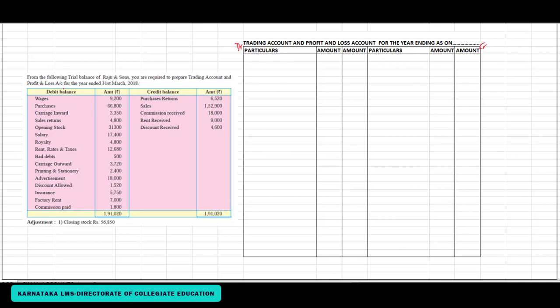Firstly, before preparing the trading and profit and loss account, we should identify the items which are to be recorded under the trading account and the items which are to be recorded under the profit and loss account.